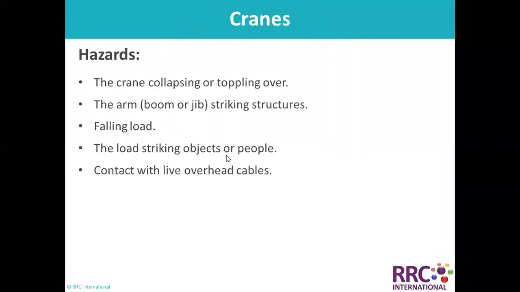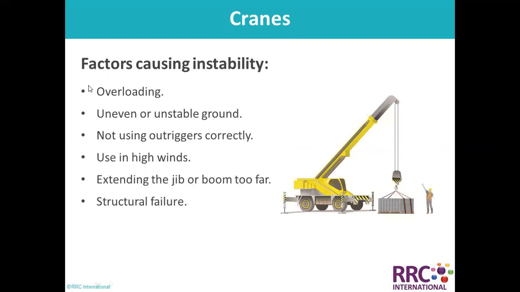Excellent, mashallah. Now let's see what NEBOSH is talking about. These are some of the hazards related to cranes: crane collapsing or toppling over, the crane boom or jib striking structures, falling load, the load striking objects or people, and contact with live overhead cables. Now, what are the factors causing instability? Overloading, uneven or unstable ground, not using outriggers correctly, high winds, extending the jib or the boom too far, and structural failure, as mentioned by Mr. Ahmed as well.